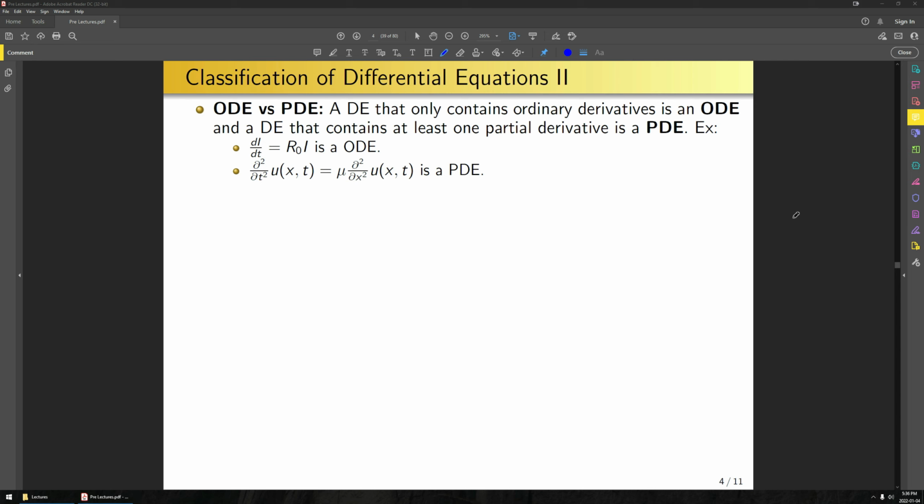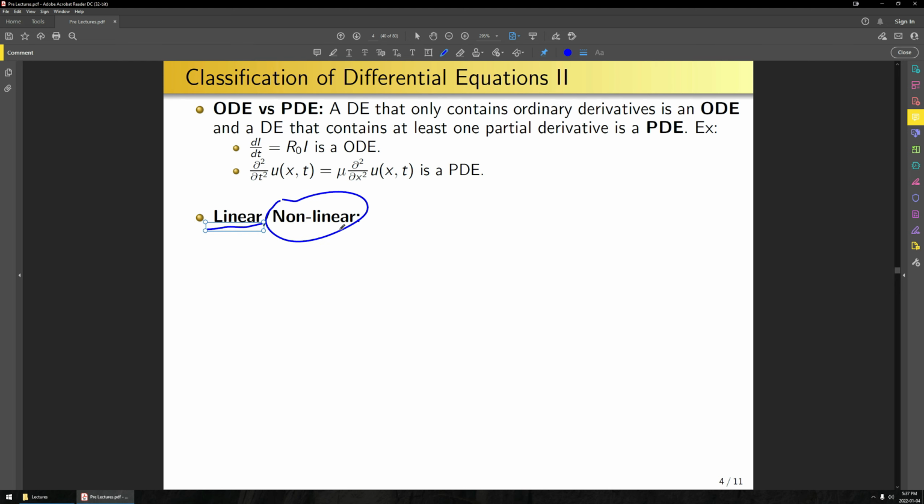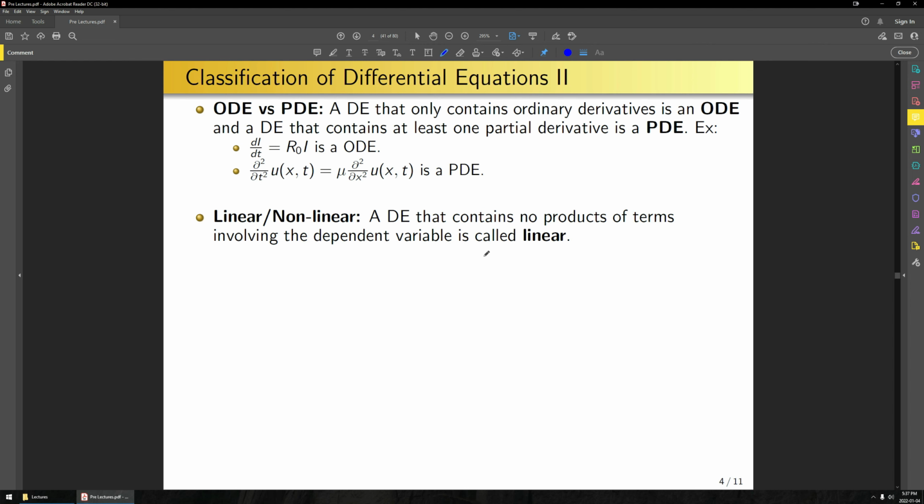Next up, a very important classification of differential equations is linear versus nonlinear. Generally speaking, linear equations are much easier to solve than nonlinear equations, and nonlinearity is where all the interesting stuff, at least in my opinion, happens. That said, my PhD is in fluid mechanics, so I'm really interested in the nonlinear stuff because you get some interesting phenomena there. Okay, so a differential equation that contains no products of terms involving the dependent variable is called linear. On the other hand, if it is not linear, then we say it is nonlinear.